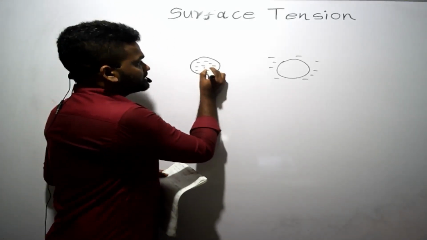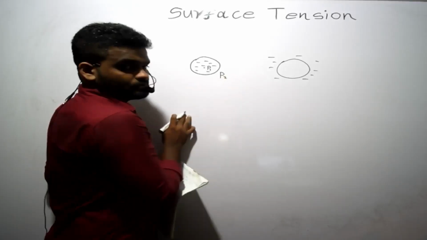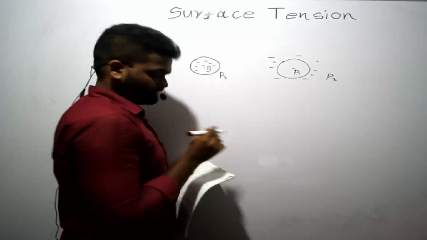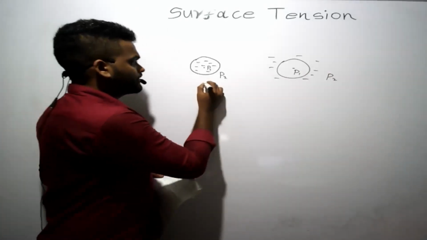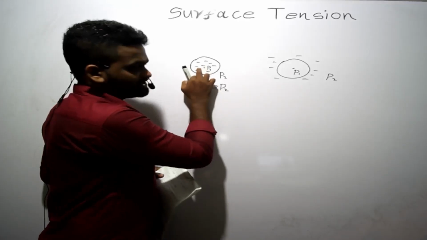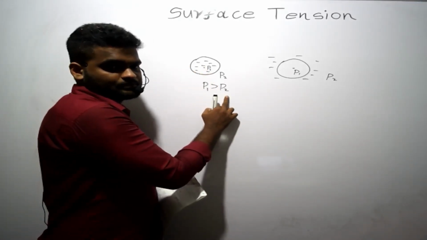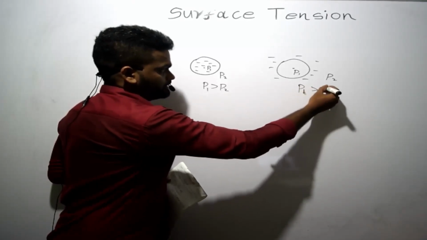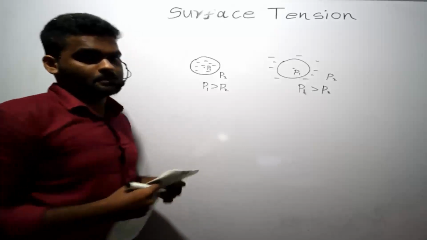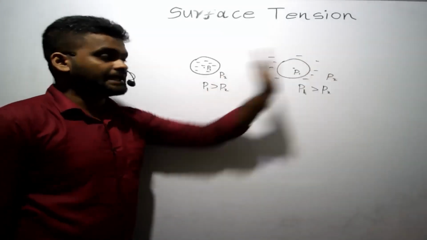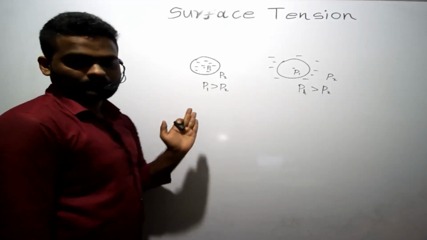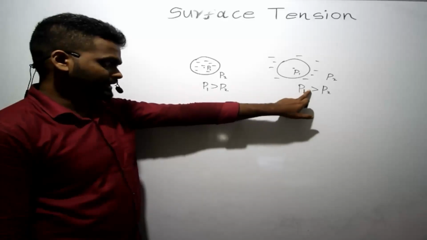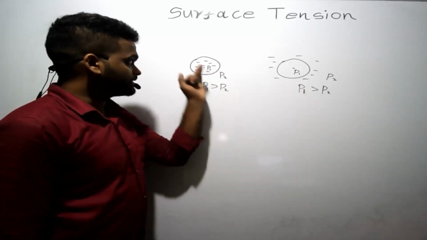Let's say internal pressure is P1, external pressure is P2. Here also we can take P1 internal, external pressure P2. You have to remember this: internal pressure is always greater than external pressure. Take it down, P1 is greater than P2. I'll prove this, but first you have to remember it.